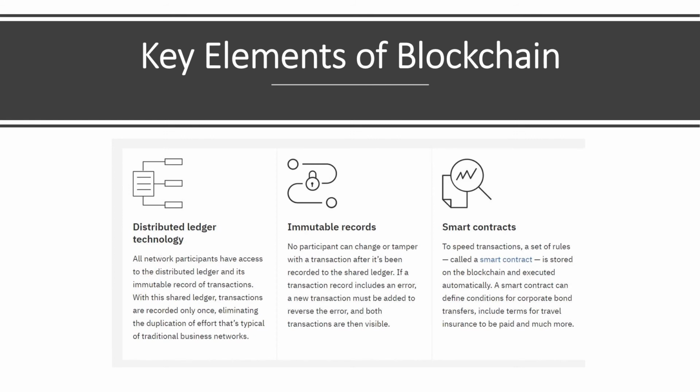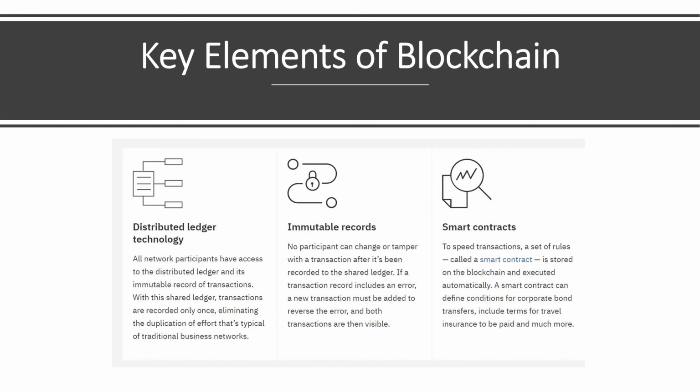The second element is immutable records. No participant can change or tamper with a transaction after it's been recorded to a shared ledger. If a recorded transaction includes an error, a new transaction must be added to reverse the error, and both transactions are then visible. The third element is the smart contract.